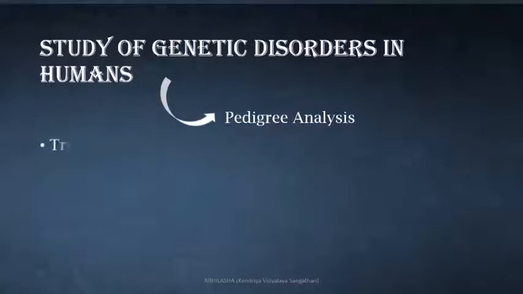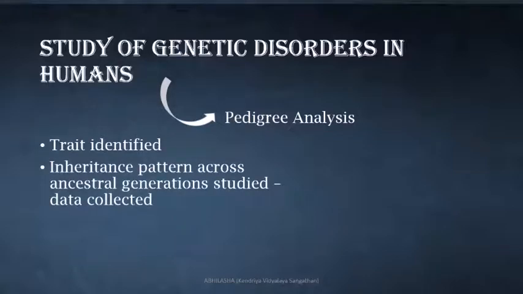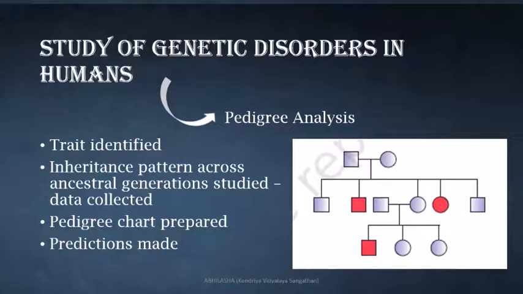Here, a trait is studied in ancestral generations as far back as accurate ancestral data is available, that is generally 3 to 4 generations. And on the basis of data obtained for the inheritance of a particular trait, a pedigree chart like this is drawn using certain symbols. And finally, on the basis of these symbols or these charts, the future inheritance of the trait is predicted.